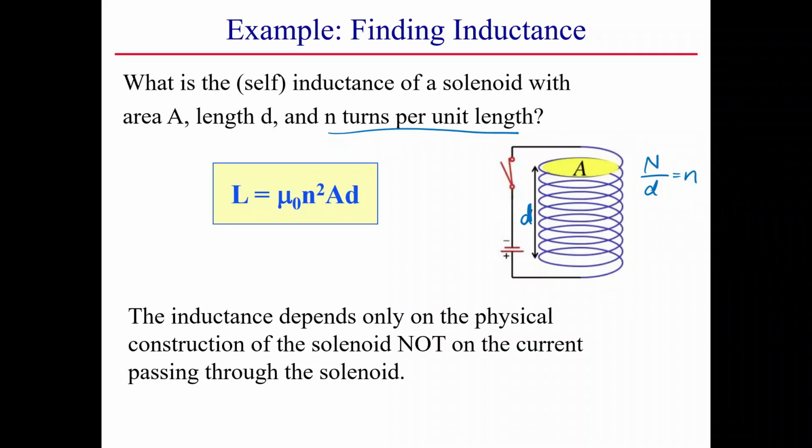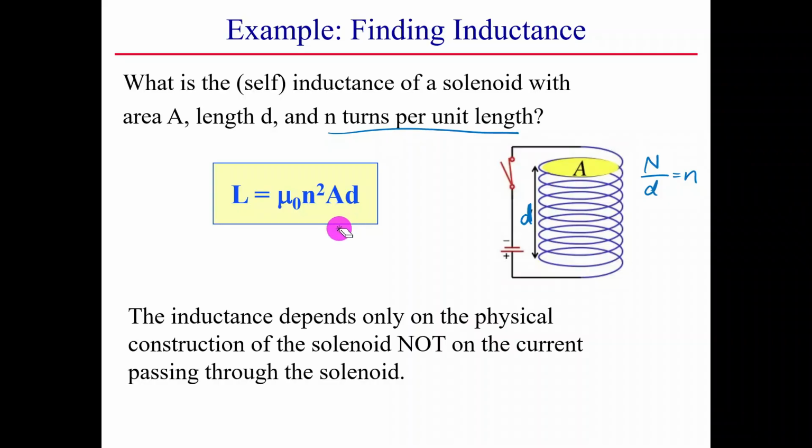That turn density is often how solenoids are produced. You could actually change this up a little bit if you plugged in, but this is the way that is generally written. So L, our inductance, is based on mu naught. Mu naught is that magnetic permeability of free space, 4 pi times 10 to the negative 7th. N is our turn density, so the number of loops per length. A is the cross-sectional area, and D.